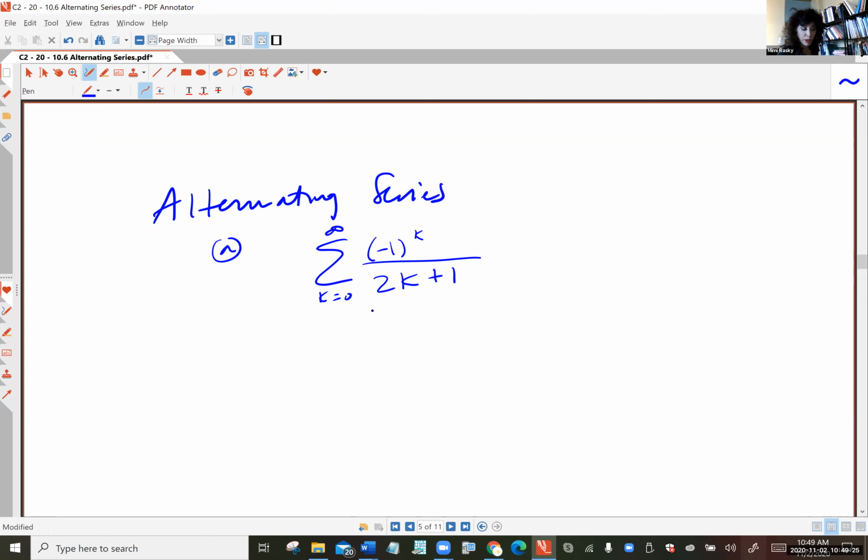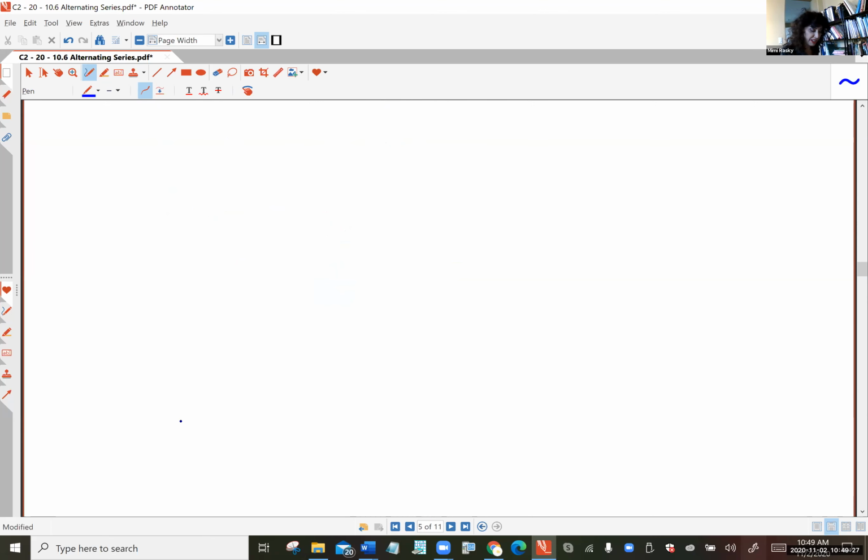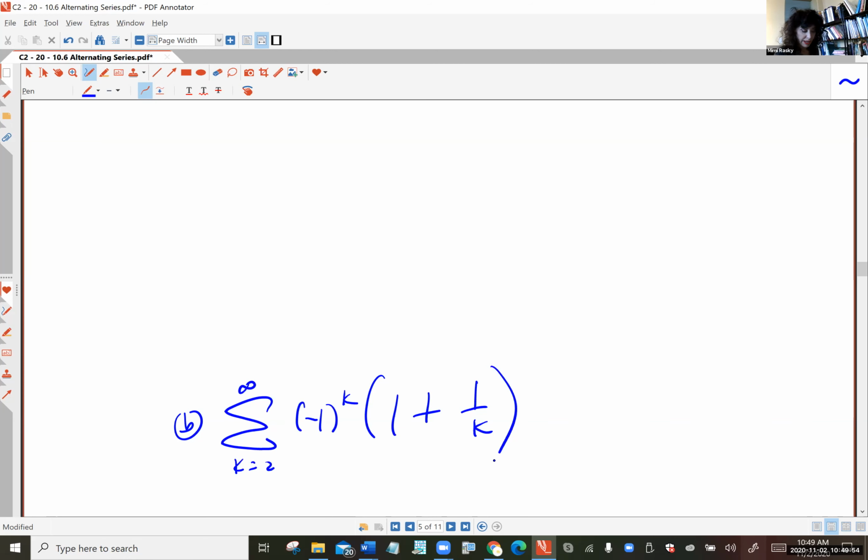So you try that one with your buddy, and then if you finish early, because you know what you're doing, let me give you another one for kicks and giggles. Oh my goodness, that one looks pretty nasty. Oh, what the heck, I like this one. Sigma, k going from 2 to infinity, negative 1 to the k, times the quantity 1 plus 1 over k. Yeah, I kind of like that one.